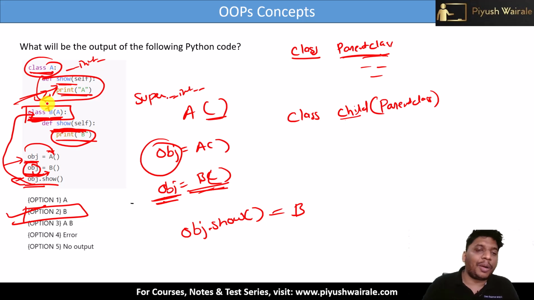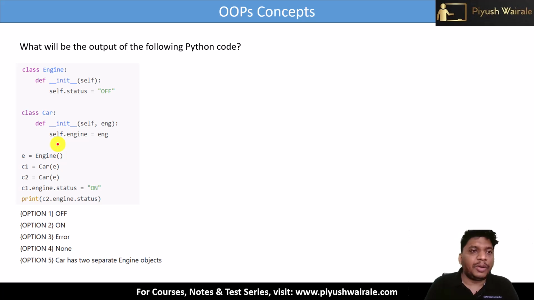Okay, so that's why option B is correct here. We'll solve more questions based on this particular inheritance property, so that will be much clearer to you. Now, what about this particular question? Same question, similar kind of question here.